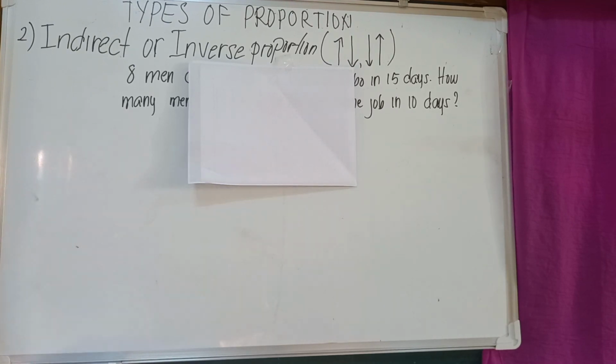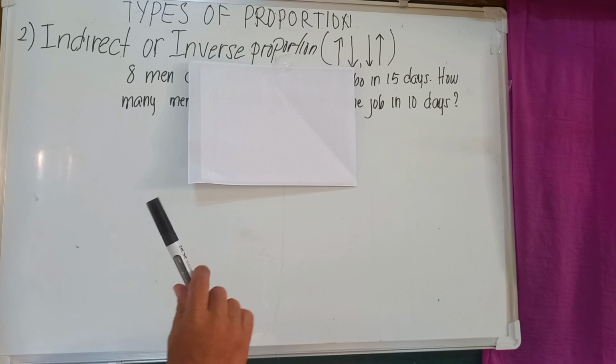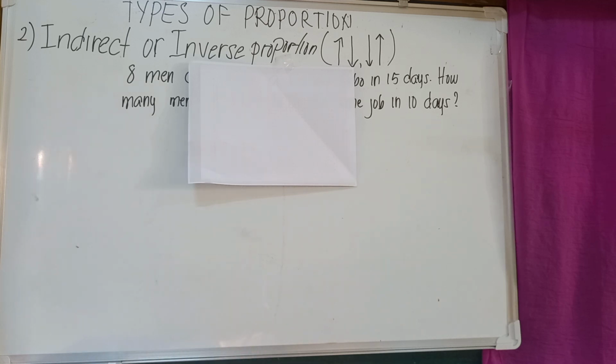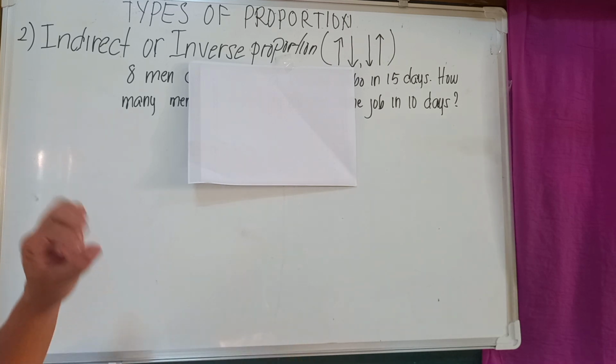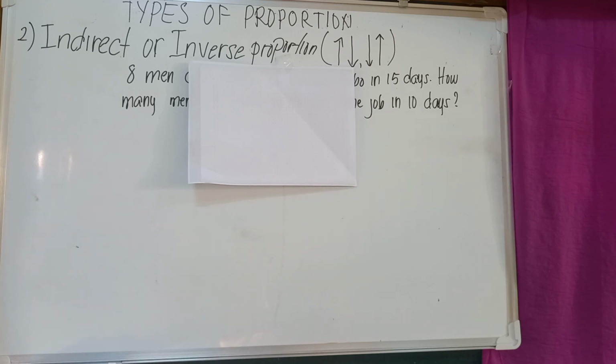O, di ba? O, kaya ako. Halimbawa, sasali ako sa contest ng Mr. Pogi. Yan. Mas maraming contestants, ako pa rin ang panalo. Ay, hindi. Joke lang. Ganito yan. Mas maraming contestants, mas maliit o kakaunti ang tsansa kong manalo.